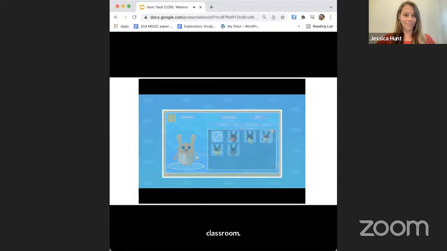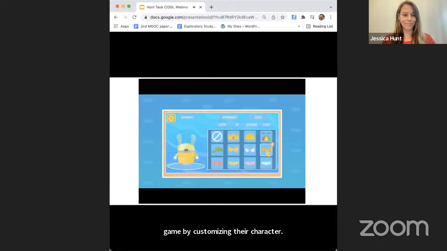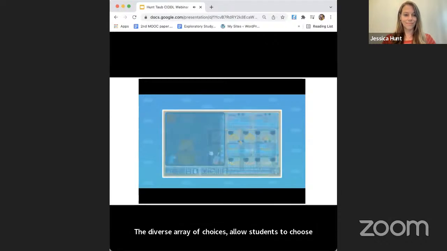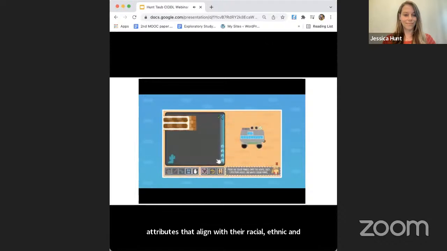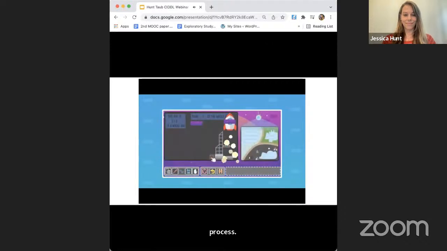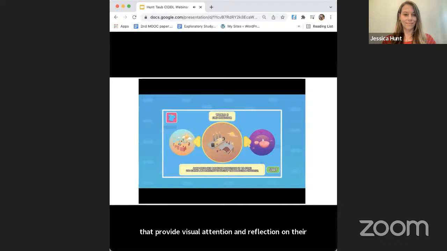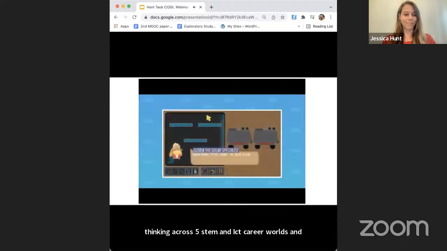Students begin the game by customizing their character. The diverse array of choices allows students to choose attributes that align with their racial, ethnic, and gender identity. This provides a hook to engage students in the learning process. They play through immersive problem-solving activities that promote visual attention and reflection on their thinking across 5 STEM and ICT career worlds and subsequent sections of the game. The game begins with a tutorial where players learn and demonstrate core gameplay mechanics in the game.